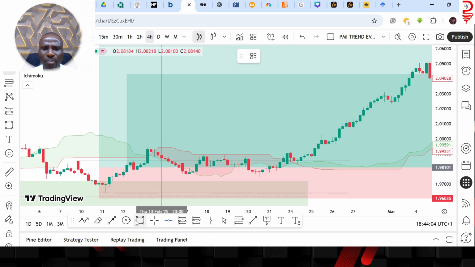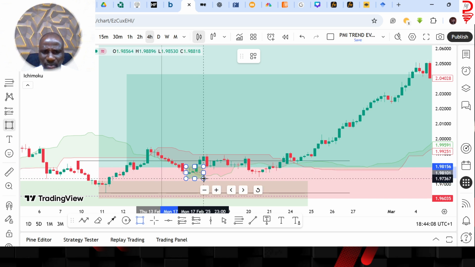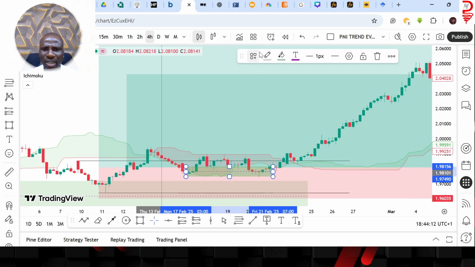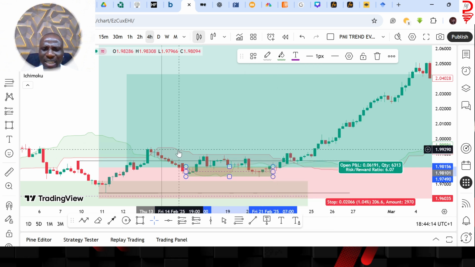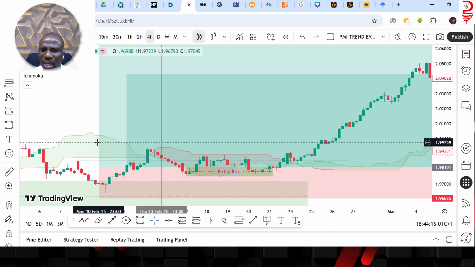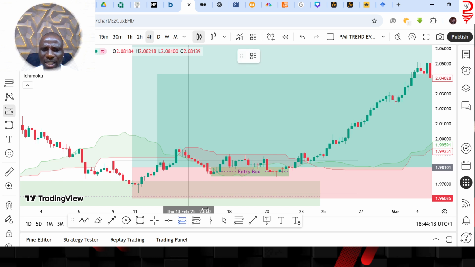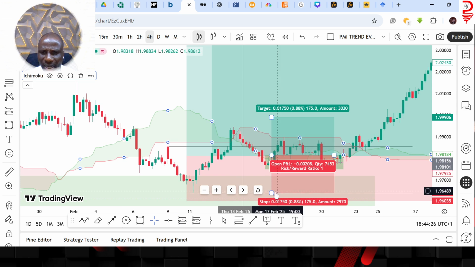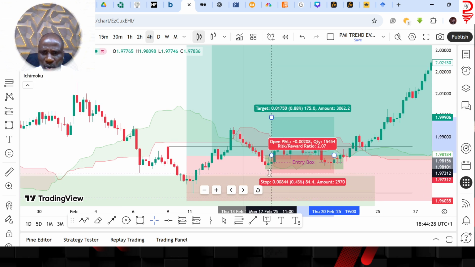Another engulfing move. You will see we have an engulfing move around this place. This is where the magic really happens. This will now be the entry box that you will want to use. You will now take your trade from this place, then the stop loss will be below this place.